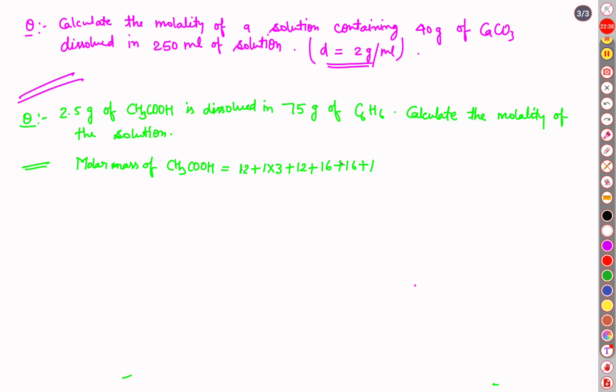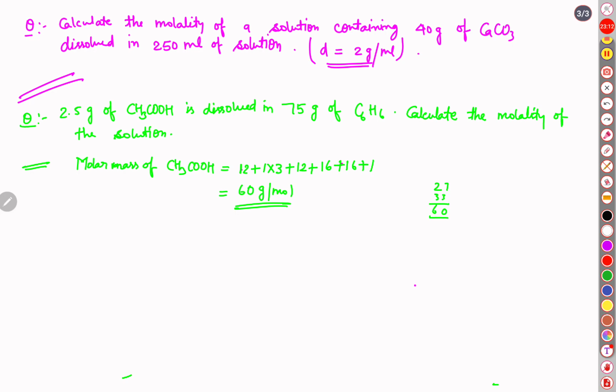How much gram? 60 gram. 12, 3 is 15, 15 plus 12 is 27, and 32. 27 and 32 plus 1 is 33. 7, 3 carry 1 and 2, 60. Okay, total 60 gram per mole. Clear?